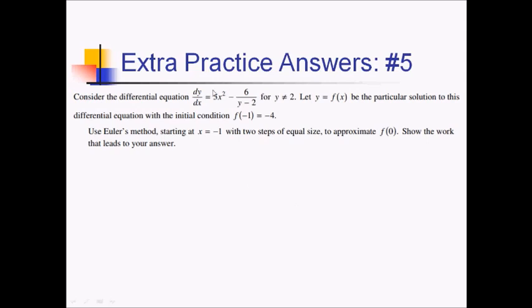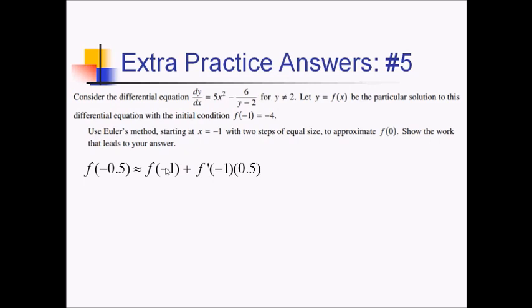For this problem, we've got this crazy-looking differential equation, and f is the particular solution to this with an initial condition of negative 1 comma negative 4. We want to use Euler's method from x equals negative 1 to 0 to figure out f of 0, and they want 2 steps of equal size. So that means that we're going to have to use steps of 0.5 to get from negative 1 to 0 in 2 steps. So we're going to start by figuring out f of negative 0.5. That's the first step to get from negative 1 to 0. So that's going to be f of negative 1 plus f prime of negative 1 times our step size that we just figured out of 0.5.